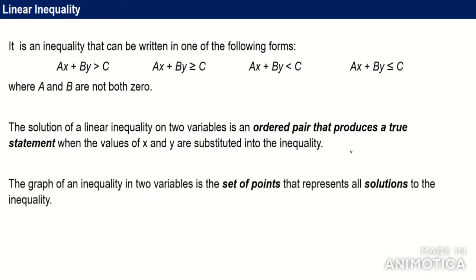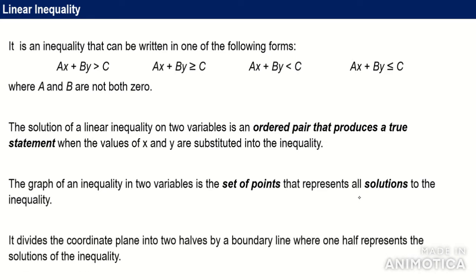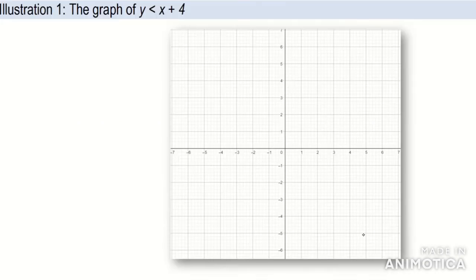The graph of an inequality in two variables is the set of points that represents all solutions to the inequality. It divides the coordinate plane into two halves by a boundary line, where one half represents the solutions of the inequality. Let's have an example. Let's graph y is less than x plus 4.